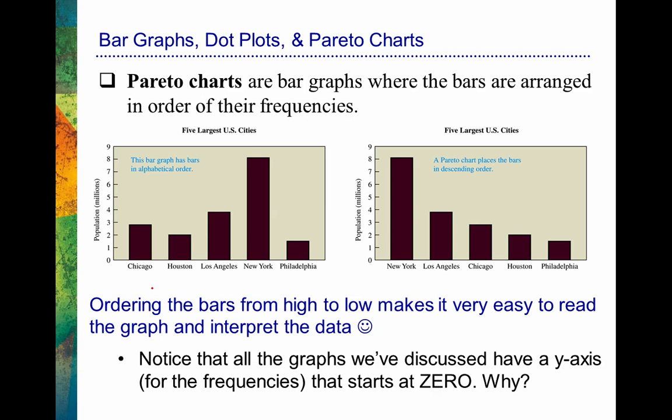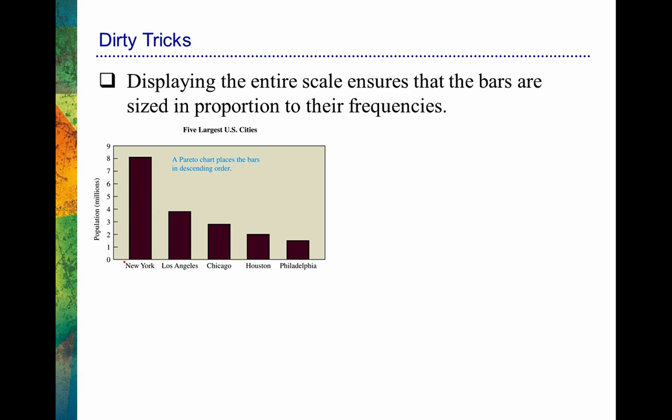And my question is why? Why is that the case? It's very important. It's good practice to create a graph that starts with our 0 point. Why is that the case? Well, let's take a look at this right here. If we display the entire scale, meaning we start at the 0 point, this is for the population, we're starting at 0. If we display the entire scale when we make this bar for each city, then the bars will be in proportion to their frequencies. So their size will be in proportion to their frequencies.